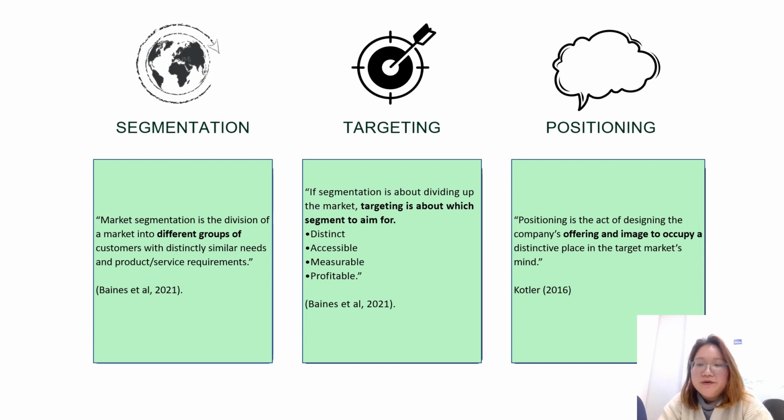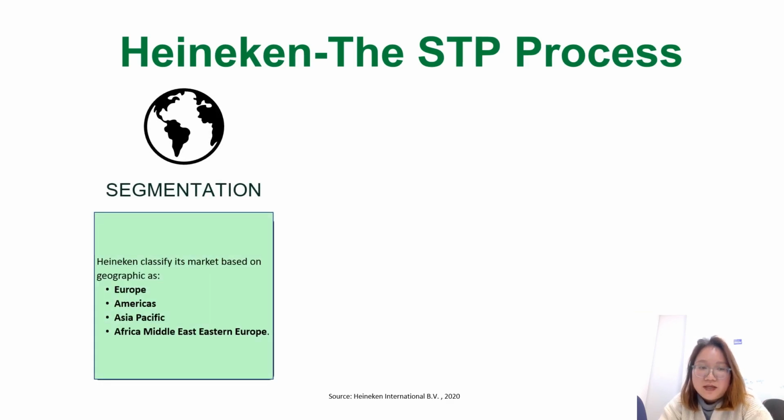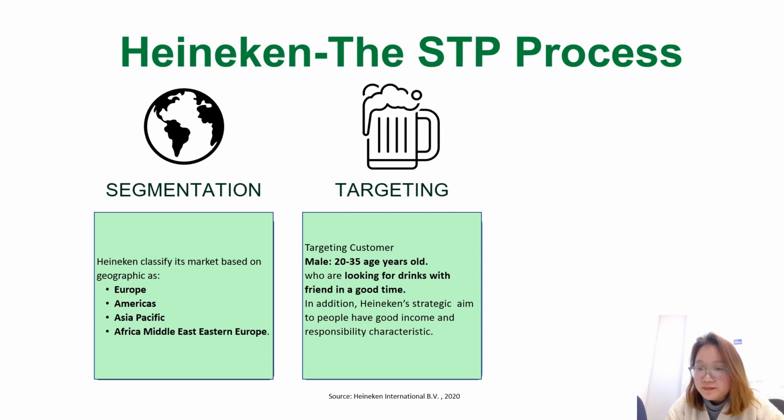So let's look at how the STP process is applied in the Heineken organization. Segmentation: in the 2020 Heineken International report, Heineken classified its markets based on geography as Europe, Americas, Asia Pacific, and Africa Middle East. The targeted customer that Heineken aims at is men from 20 to 35 years old who are looking for a good brew for a good time together with their friends. In addition, Heineken's strategy aims at people who have a good income and responsible characteristics.